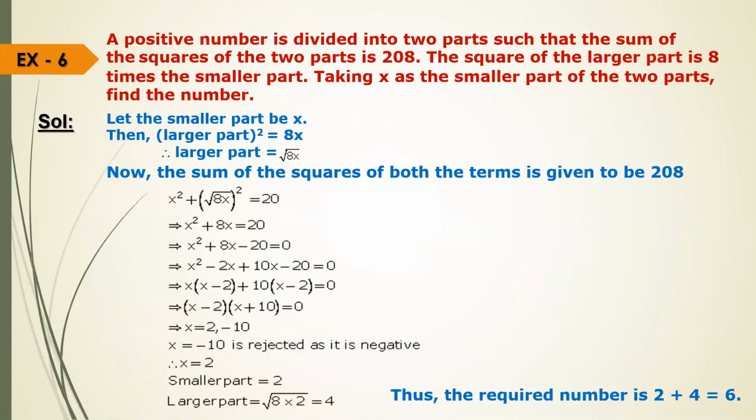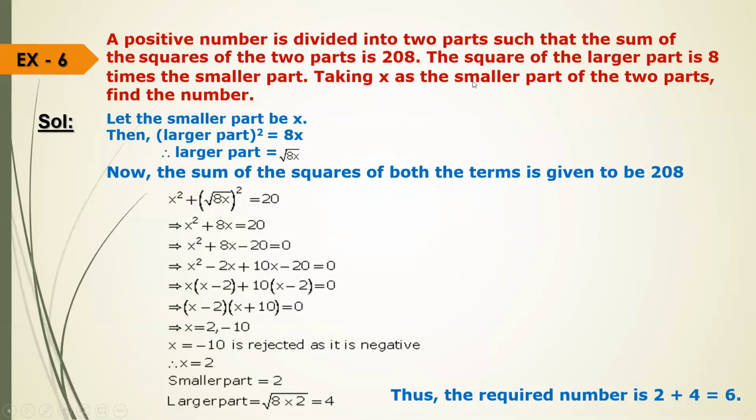See the next example. Here, a positive number is divided into 2 parts such that the sum of the squares of the 2 parts is 208. The square of the larger part is 8 times the smaller part.